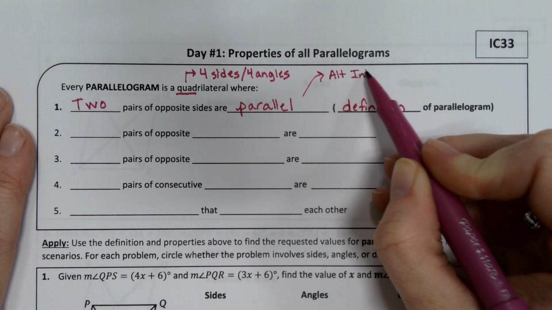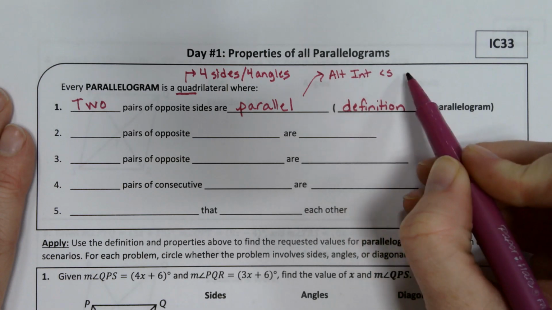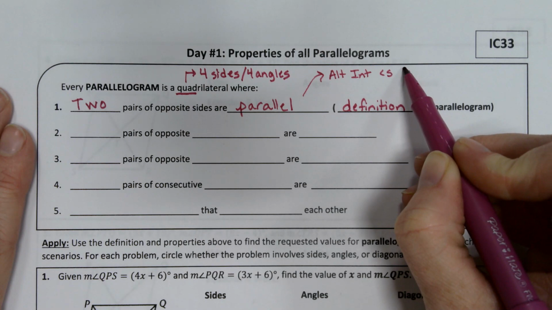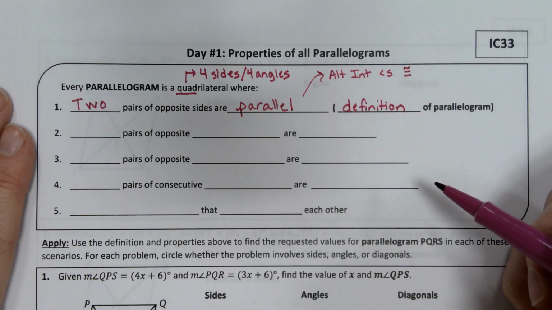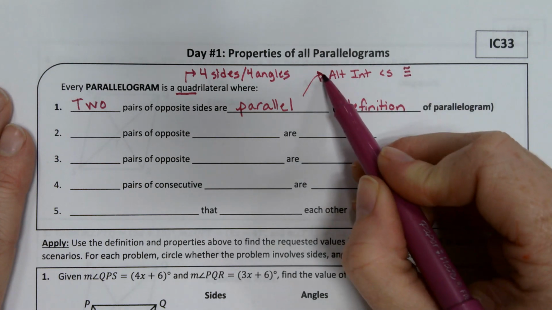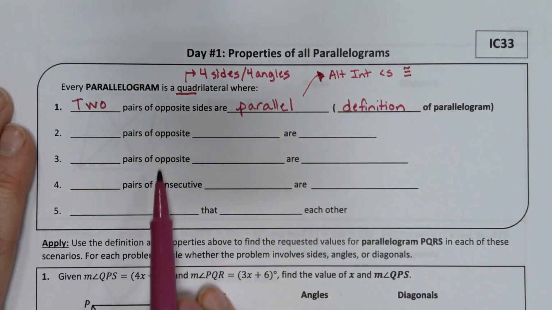So I'm just going to write in a little reminder that alternate interior angles are congruent when we have parallel lines, and we'll also see consecutive interior angles, but those are going to be taken care of down here in some of these other properties that we list. Okay?